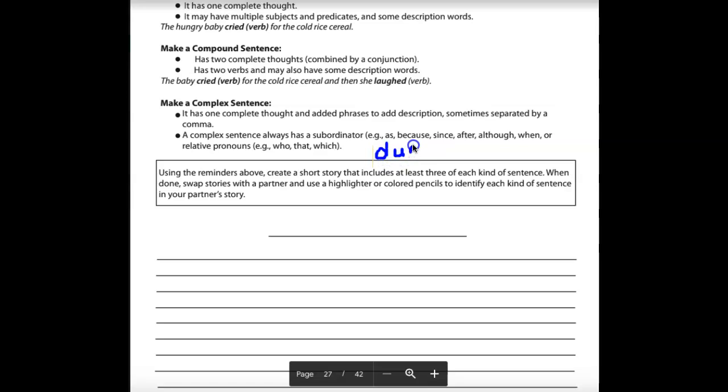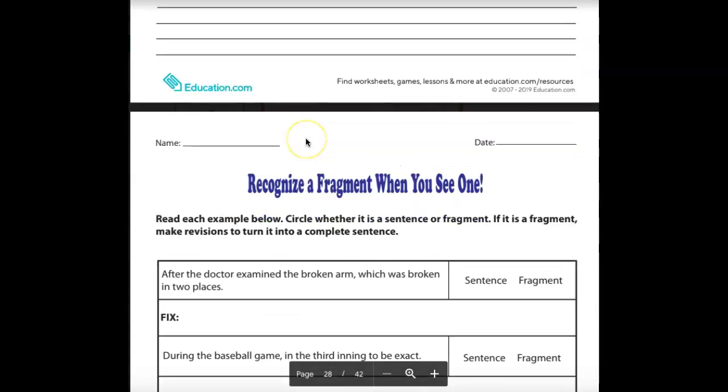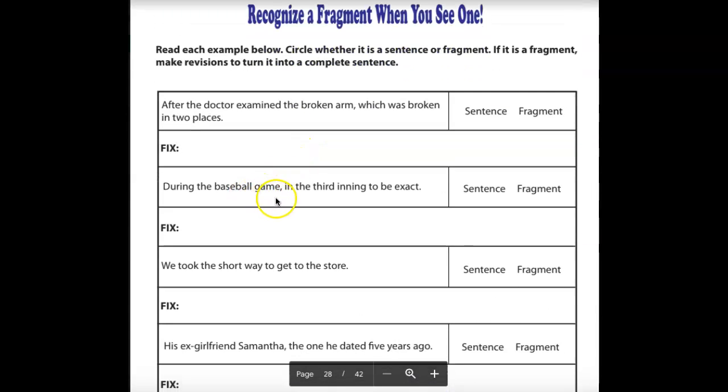D-U-R. I haven't done this all weekend, so now look, I have to get back into it. Oh dear. All right. So during. Oh, and I can't move up without taking this off. So, oh my goodness. Here, during. Okay, so during the baseball game, in the 3rd inning to be exact, and then you should have a comma here and tell what happened during the baseball game in the 3rd inning to be exact.